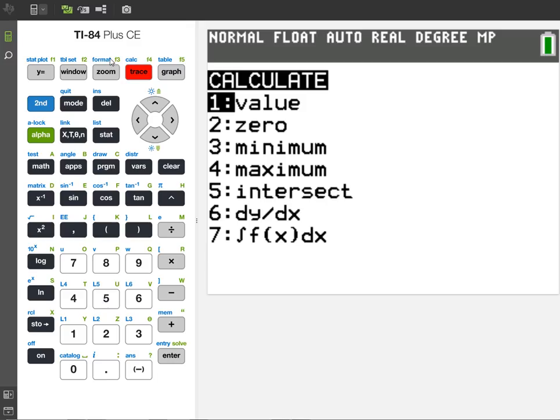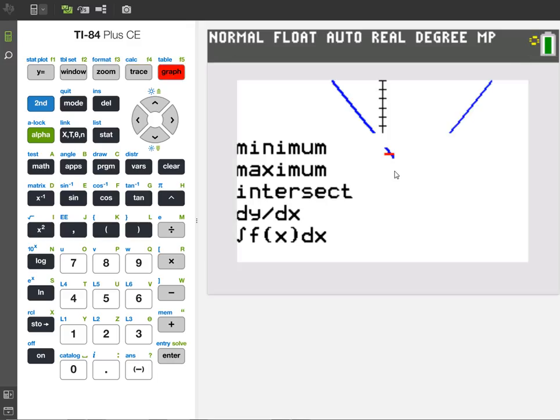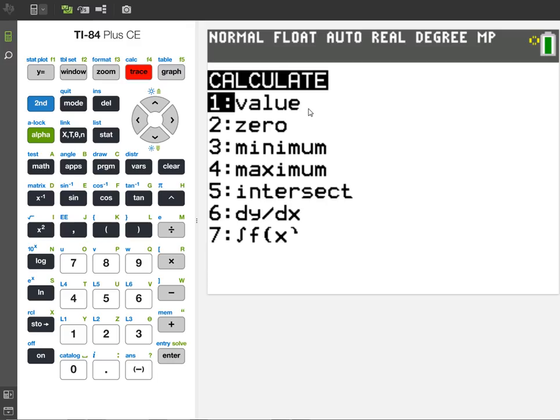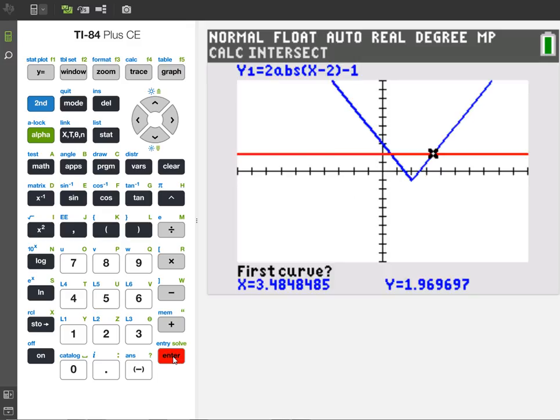Okay, so to find this graph, there we are, right? So to find the other one, we go second calc, gets us to this screen, right? 5 is intersect. And then we have to tell it, is this the first curve? Yes. Is the red one the second curve? Yes. And then make your guess. Well, I've already traced over there, right? So I want to put the cursor next to the second intersection and hit enter. And I get 3.5 and 2.